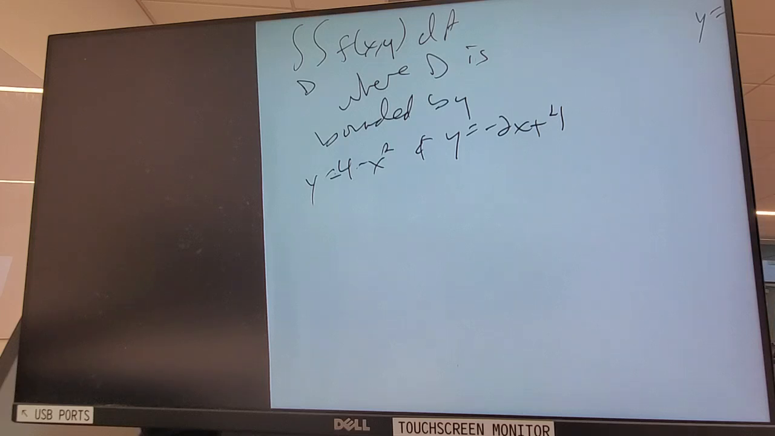This has got to be bounded by those two, yes? So what's going to tell me where to start and where to stop? Where those two meet. So an excellent first step is just set them equal to each other. Yeah, go for it. So let's do the algebra first. Set those two equal to each other. Let's see if Jeff made a good problem or not.